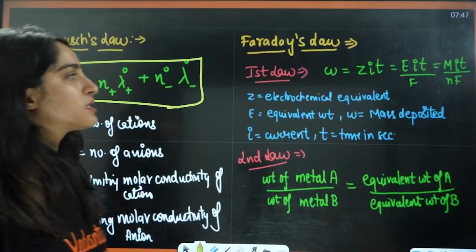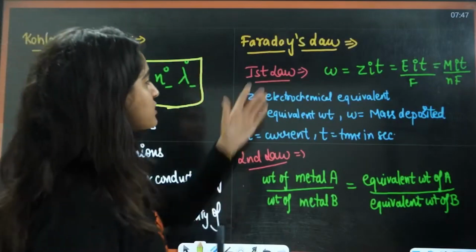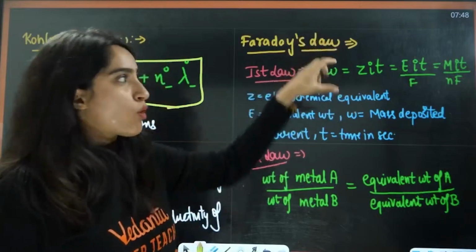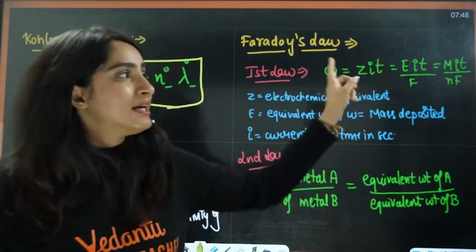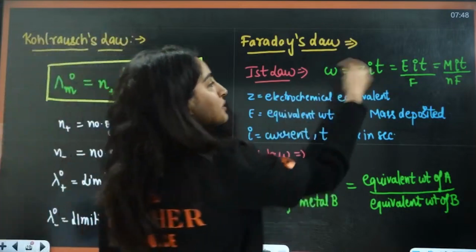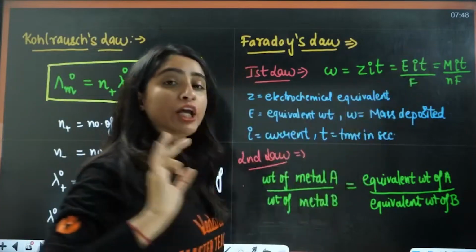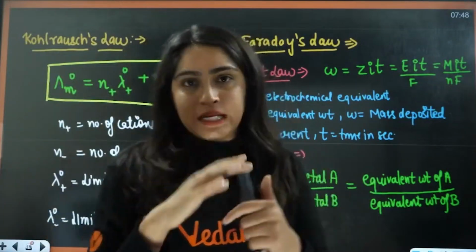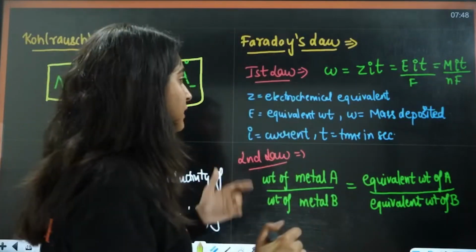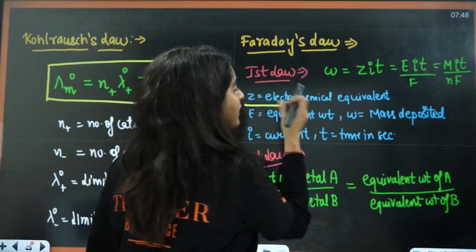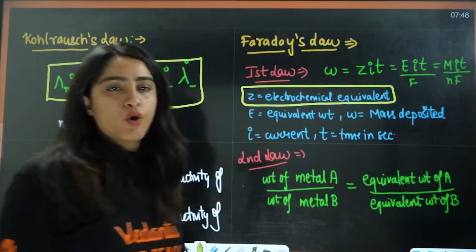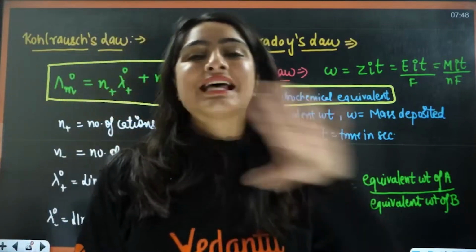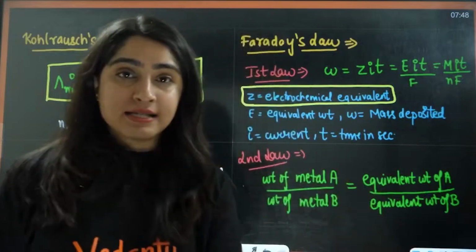Next is Faraday's law, first law and second law. Faraday's first law: the weight deposited equals Z I t, where I is the current and t is the time. That equals equivalent weight divided by Faraday, and equivalent weight is molecular weight divided by n, where n is the number of electrons lost or gained by that atom or metal. That is also called the electrochemical equivalent.